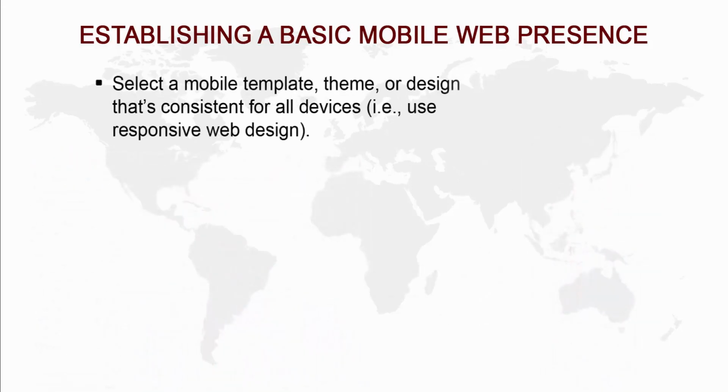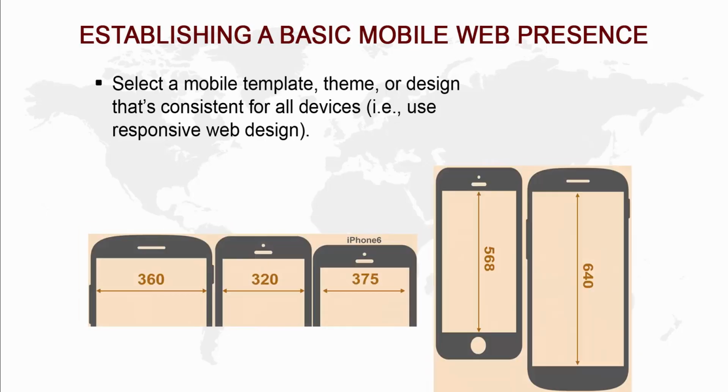Just go ahead and select the different themes and templates, which open onto the mobile screen, and it should be consistent for all devices. This is also called responsive web design. It may range from an iPhone 6 design to a normal Android phone, from 3.5 inch up to 6 inch.